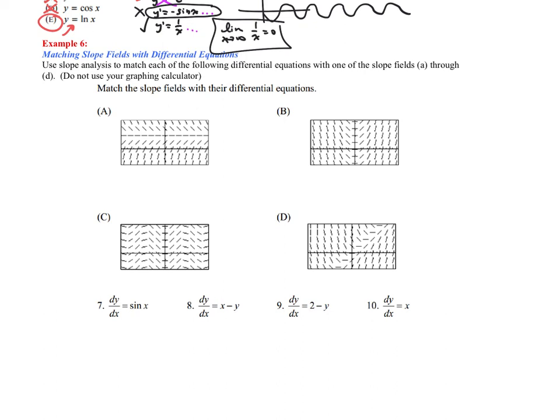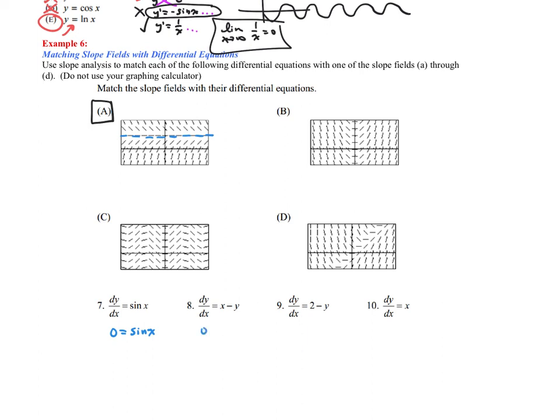Okay, match the slope fields with their differential equations. So as I look at A, I think, hey, look at that. I like this null-cline here. So what I'm going to do is set each of these equal to 0 and solve and see if any of them come out to be a horizontal line. So let's go ahead and look. I'll set the first equal to 0. Well, where is sine x equal to 0? That's not necessarily something I want to look at. So I'm going to skip that for now.